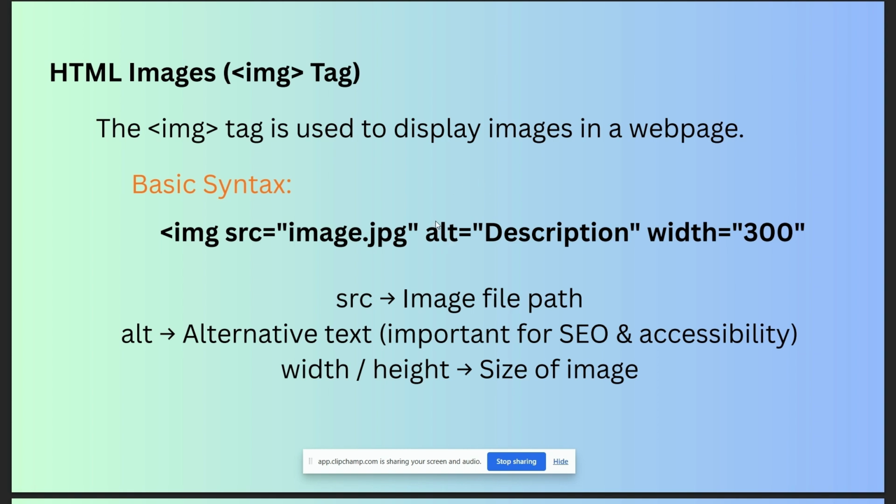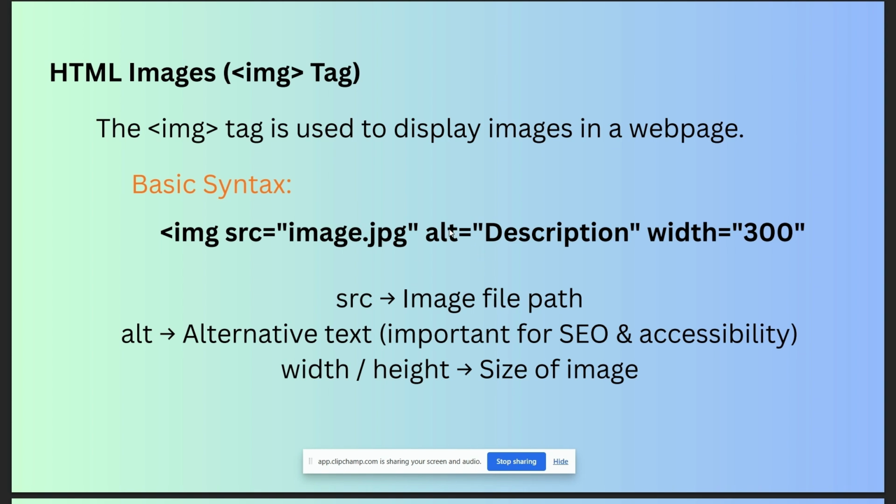To add an image in HTML, we use the image tag, the img tag, right? This is an empty tag, that means it does not have a closing tag. Remember, this is the basic syntax of the image tag. There are three attributes: source, alt, and width. Source tells the browser where the image is located.